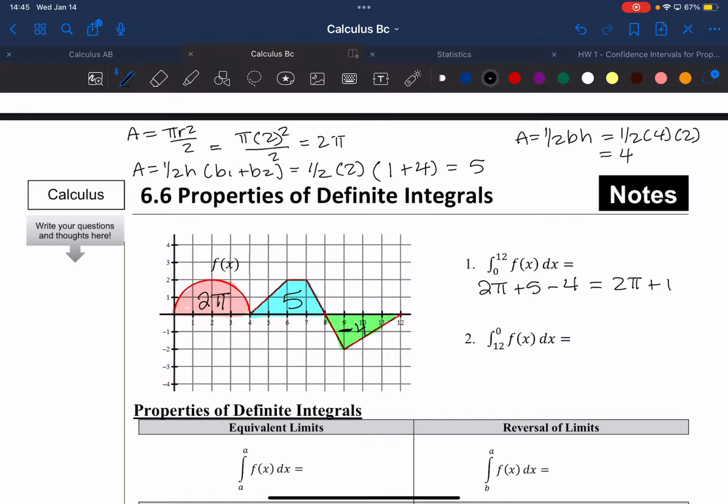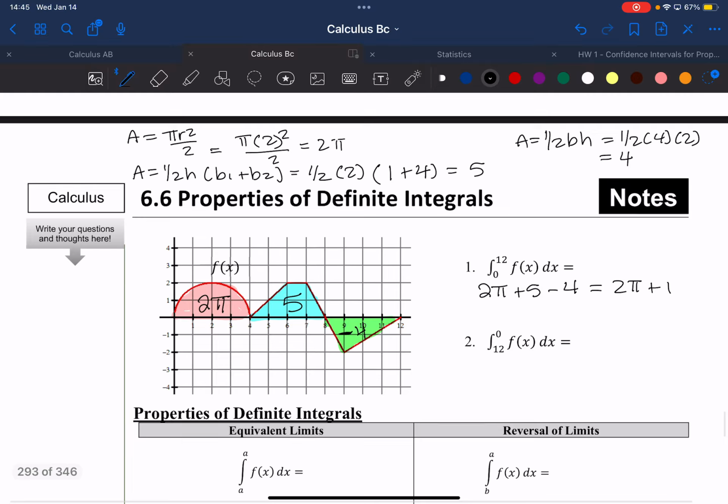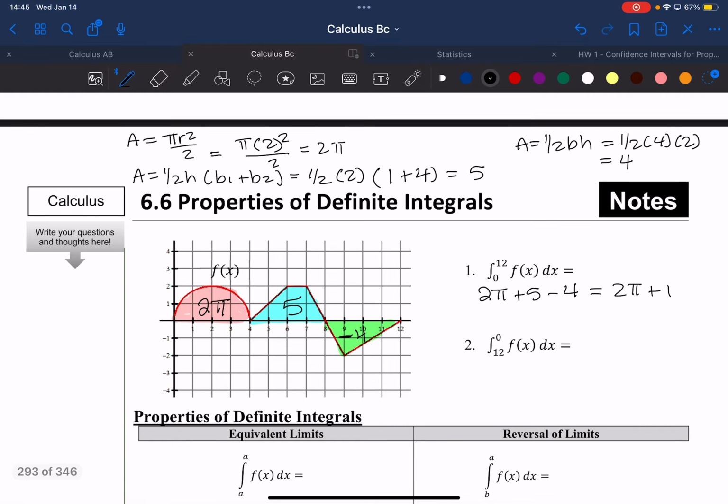Okay. Looking at number 2, what is different from number 1? Good, it goes 12 to 0. And remember, when we're looking at our integral, it's always the start value to the stop value. So technically, our lower bound should be smaller.